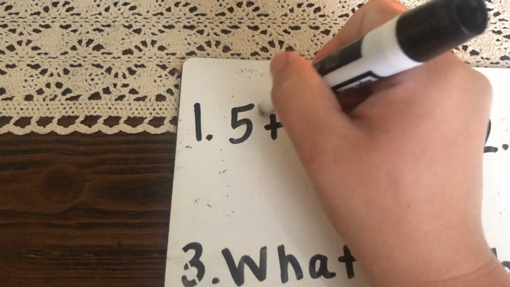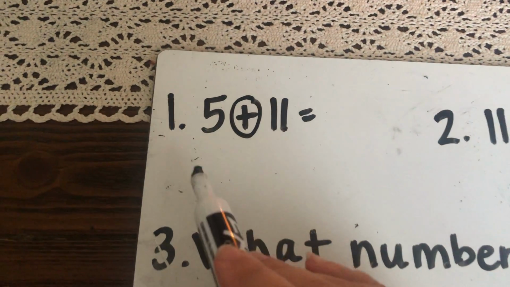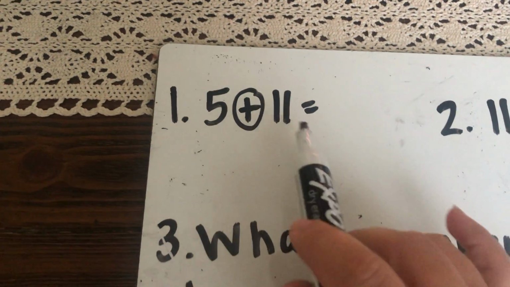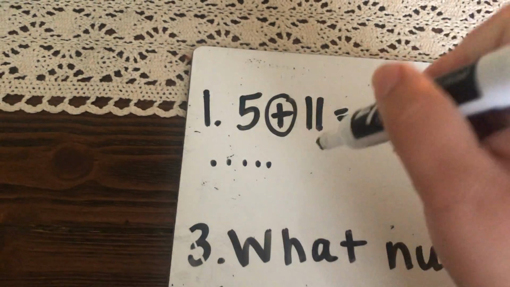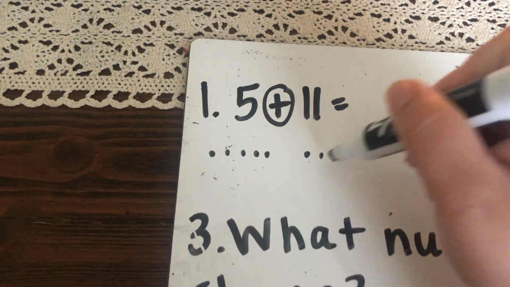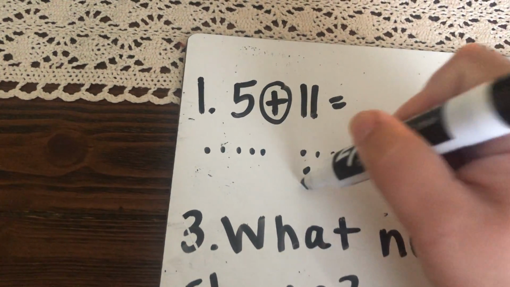All right, number one, we have 5 plus 11. So we are adding, it's important to remember that. So we're adding 5, or we have 5 and we're adding 11 more. So let's draw our picture to help us. 1, 2, 3, 4, 5. 1, 2, 3, 4, 5, 6, 7, 8, 9, 10, 11.